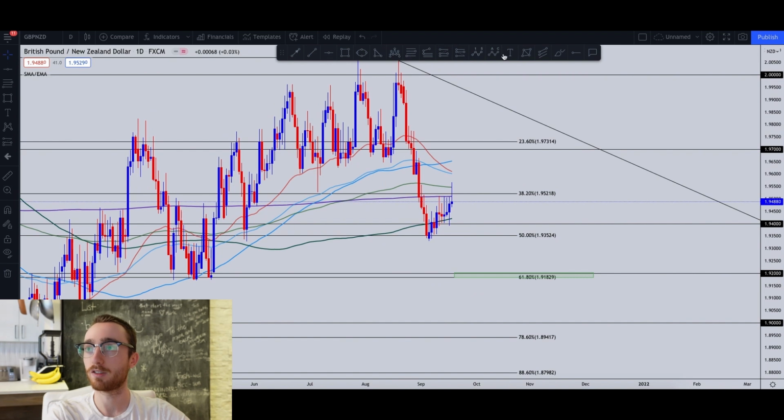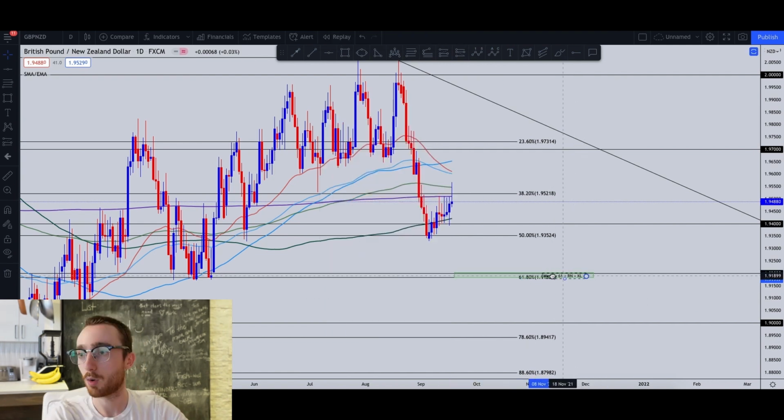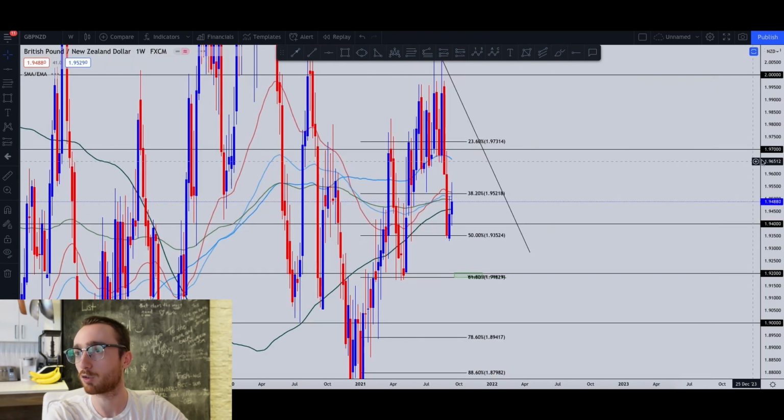What I like to do, since I eventually like to delete most of the tools that I've drawn up on my chart, I like to put a box just explaining why I have that box, because this might only hit in a couple of weeks, and by then I probably won't remember what the area is. So it just helps me trust it a little bit more. So that is what we have there. Let's hop back over onto the weekly to see what else we have.